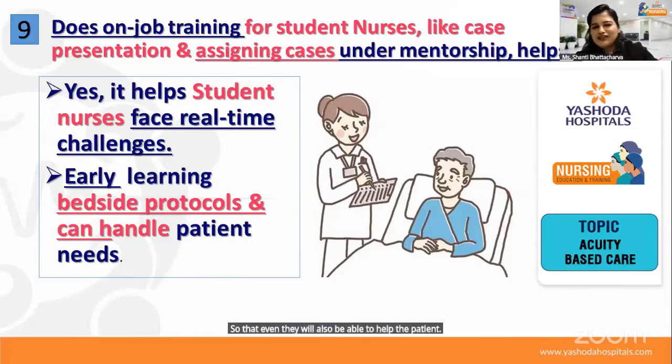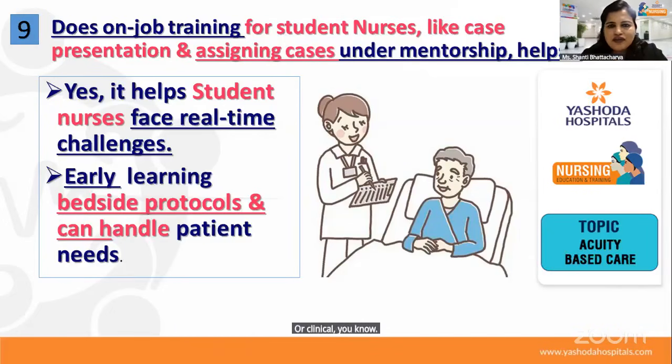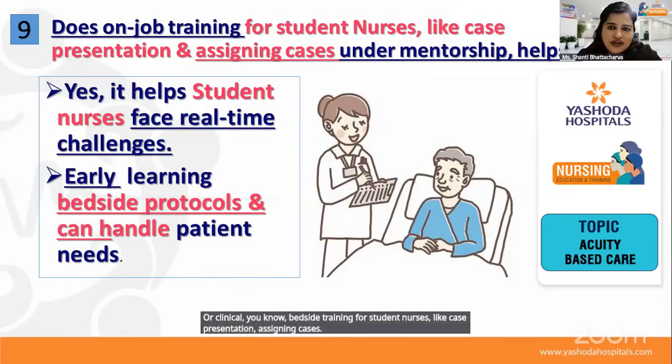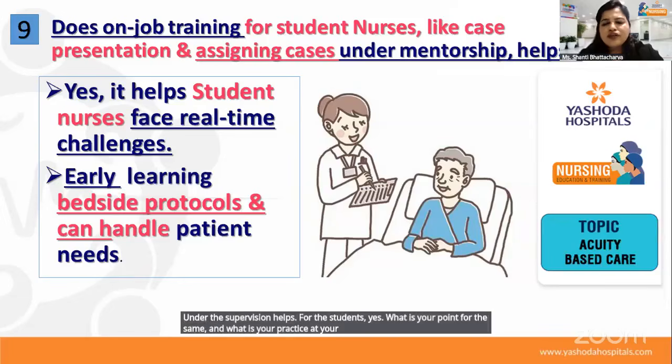So, very valid and practical tips you have provided to us. Now I think we have come to the end of the discussion, and this is again for your insight, Vijaya. Does on-job training or clinical bedside training for student nurses, like case presentation and assigning cases under supervision, help the students? What is your point for the same, and what is your practice at your institution?